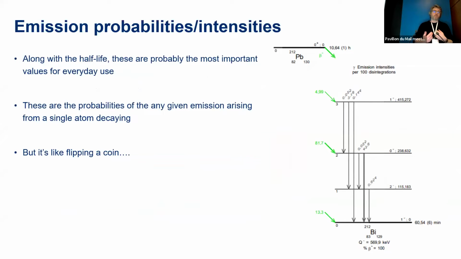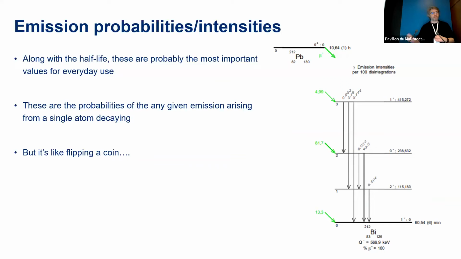So we'll go back to emission probabilities or intensities, depending on what people prefer at this moment in time. There's always this discussion about are we using probabilities or intensities? So you could almost say they're the same thing. People will disagree. We'll see how that goes. So along with the half-life, these are probably the most important values for everyday use.